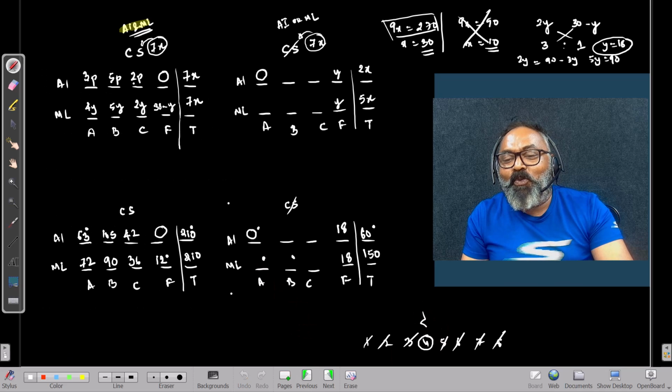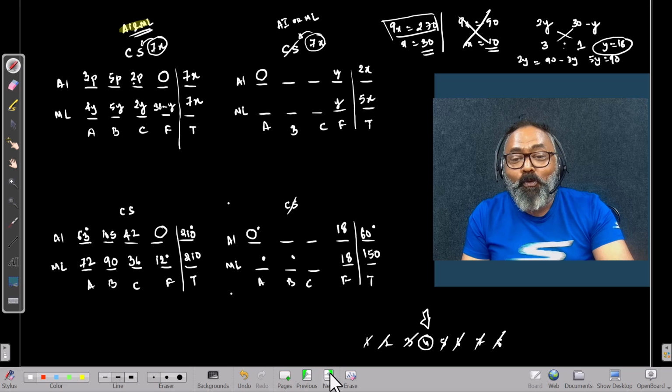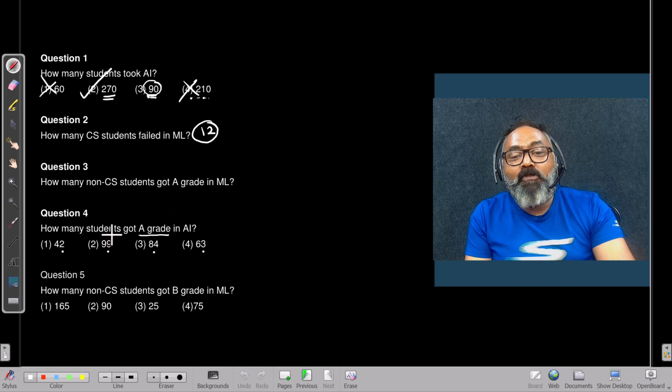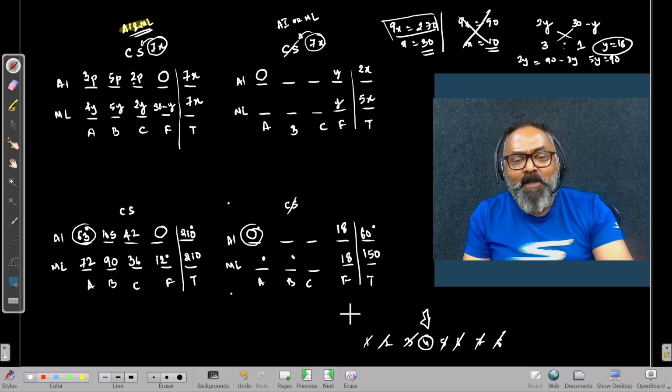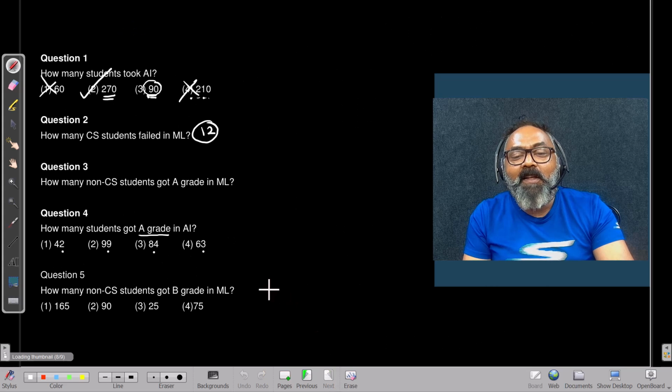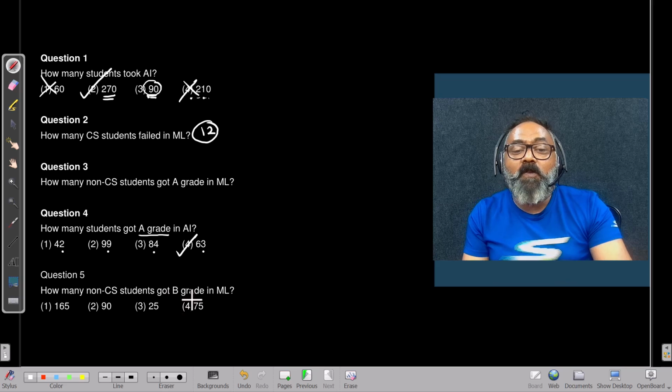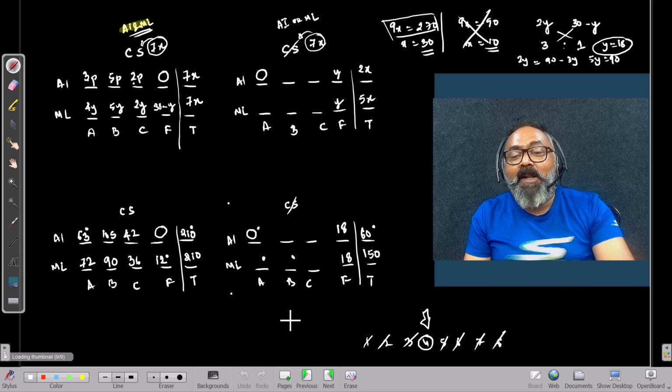Which means we have to do this 4, which will do, no problem. How many students got A grade in AI? A grade in AI is 63 and a 0. 63 plus 0 is equal to 63, which will be this marks. And then how many non-CS students got B grade in ML, which will be that.